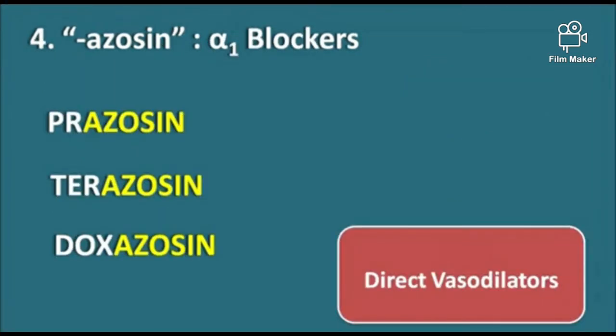And the fourth one, azosin, alpha-1 blockers: prazosin, terazosin, doxazosin. These act as direct vasodilators.